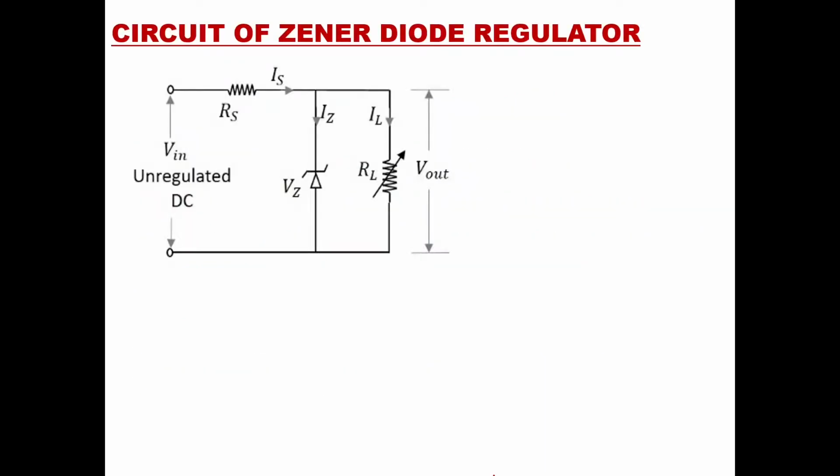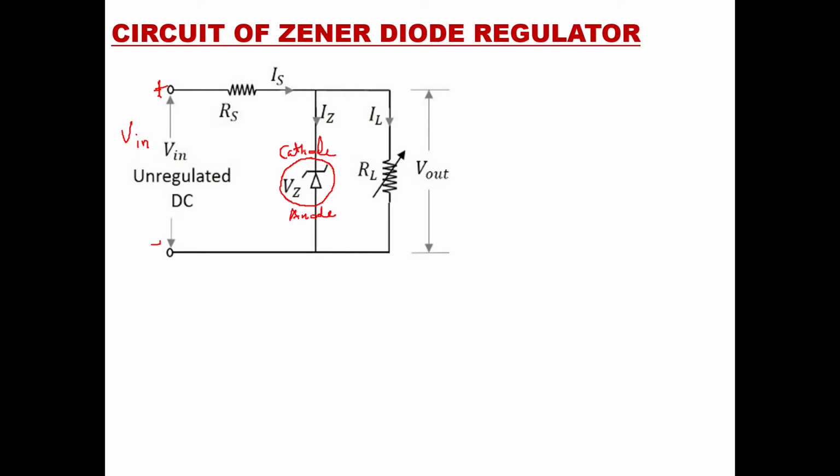Then we'll go to see the circuit of the Zener diode voltage regulator. As shown in the circuit, the applied voltage is applied here. This is plus and this is minus. This is your applied voltage V in. Now, V in plus, that is positive, is connected to the cathode of the Zener diode. This is a Zener diode. Here is the cathode of the Zener diode and here is the anode of the Zener diode.